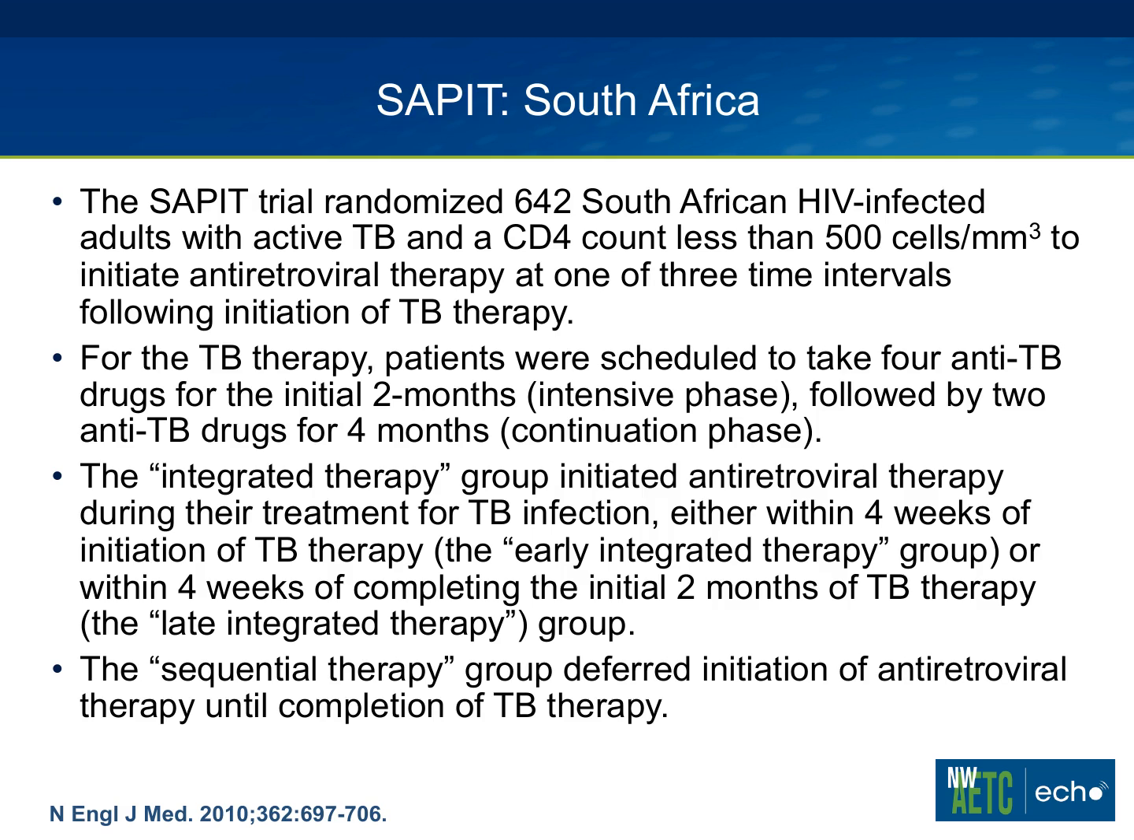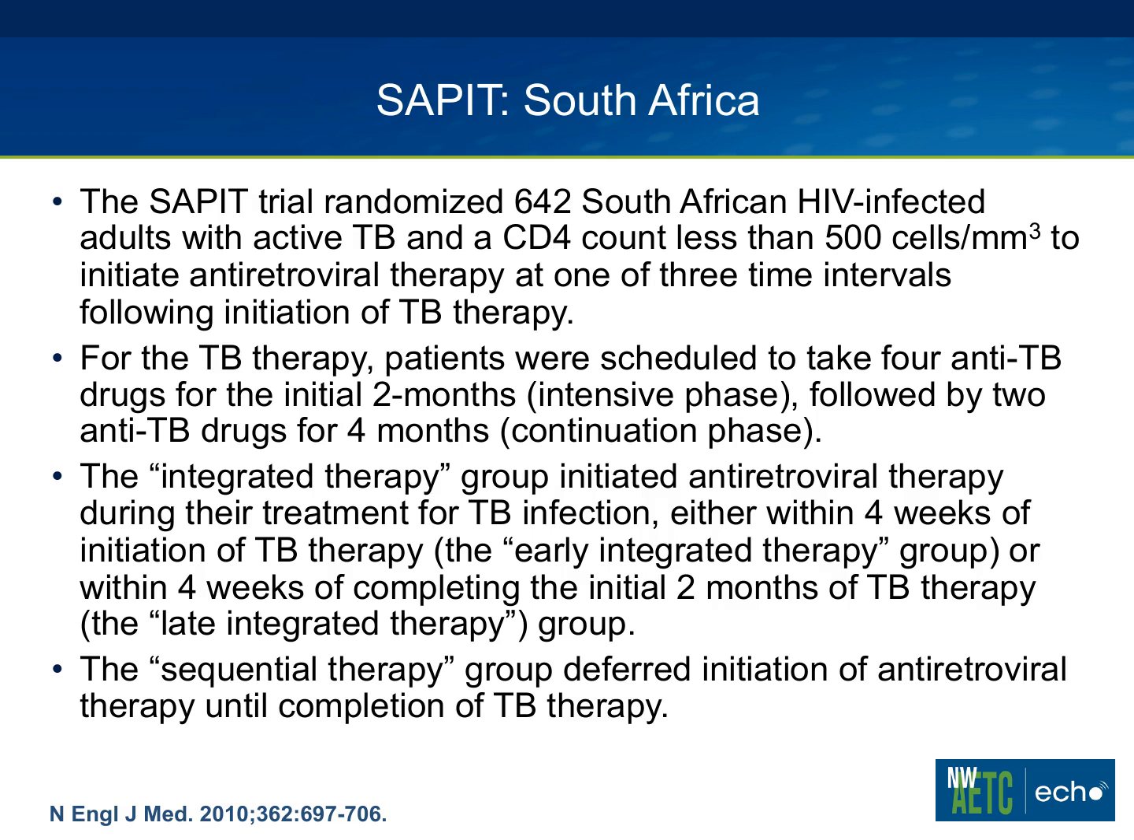For the TB therapy, patients took a typical tuberculosis regimen of 4 drugs for the first 2 months. This is known as the intensive phase of TB therapy, followed by 2 tuberculosis drugs for the subsequent 4 months, and this is known as the continuation phase of TB therapy.